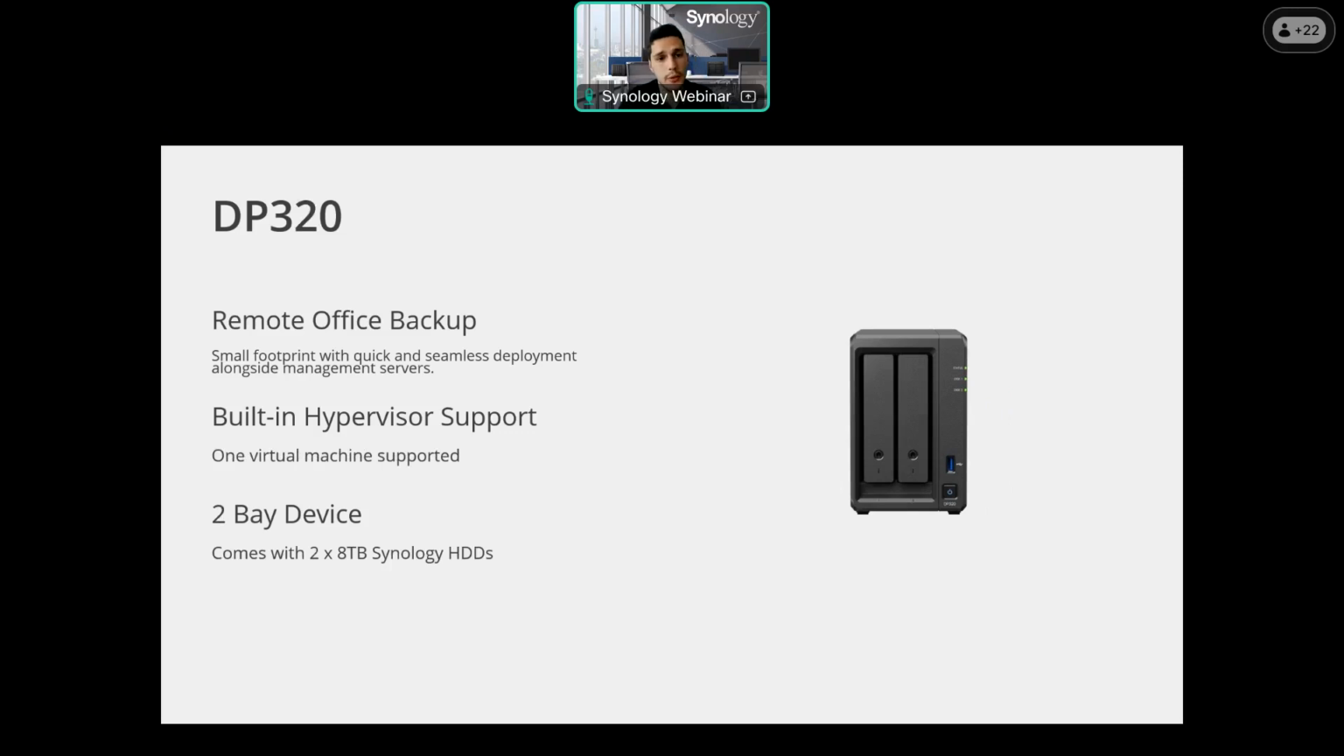Alongside the DP340, there's the smallest DP so far, DP320, again a desktop unit designed for remote office backups. Like the DP340, it includes built-in hypervisor support, though its CPU is less powerful, limiting its capabilities compared to the DP340. The hypervisor on the DP320 is mainly intended for backup verification or running very lightweight virtual machines. This device has 2 bays and comes equipped with 2 pieces of 8 terabyte Synology hard drives.